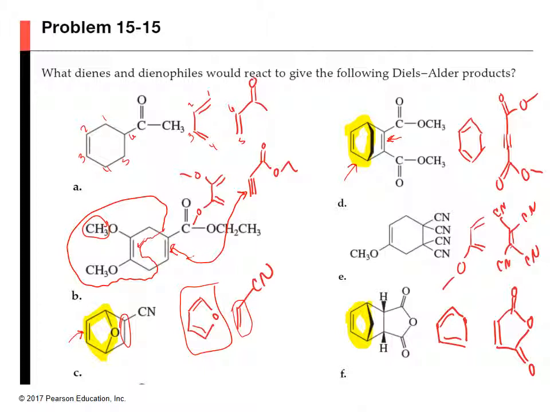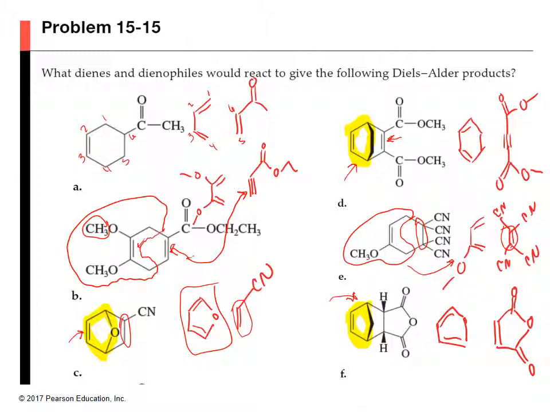Okay. In letter E, here is my diene. So you can see how I've drawn that right there. And then this group right here is my alkene, and that needs 2 cyano groups hanging off of each carbon. Letter F, once again, I have highlighted.